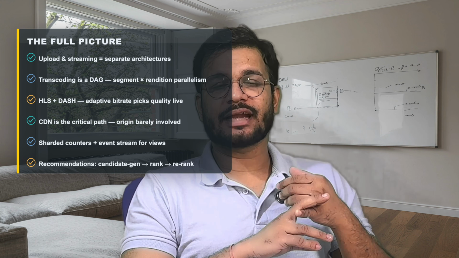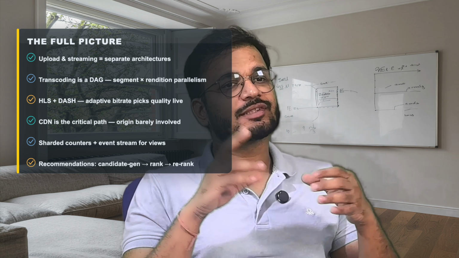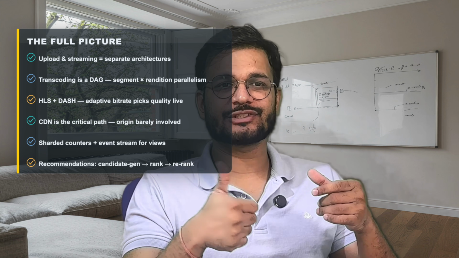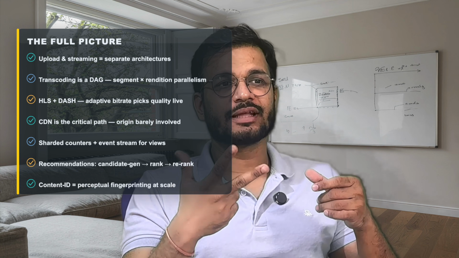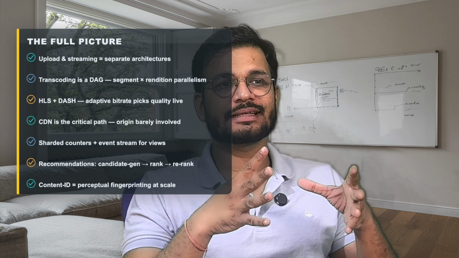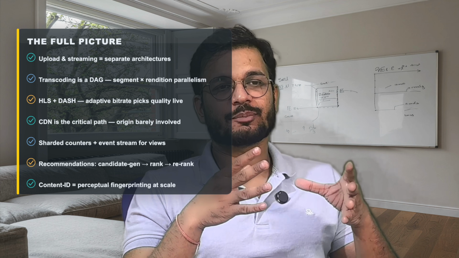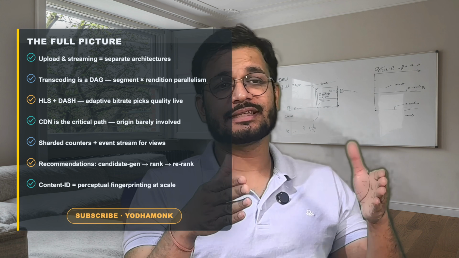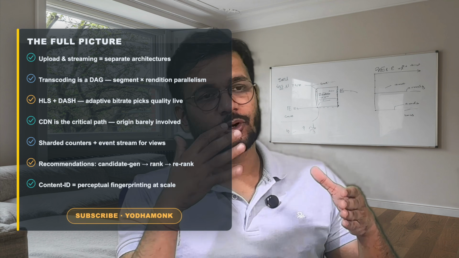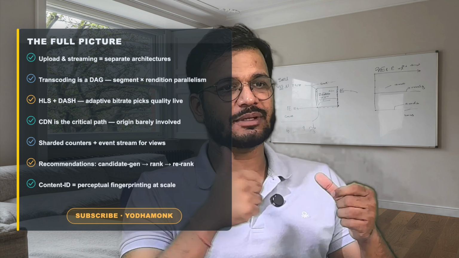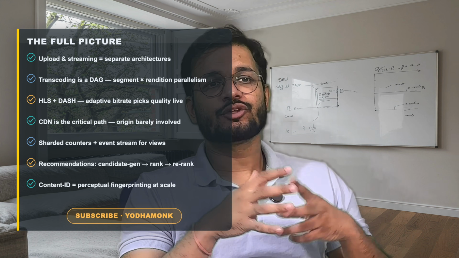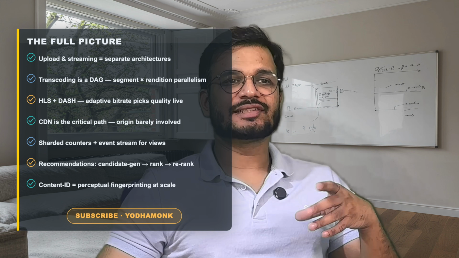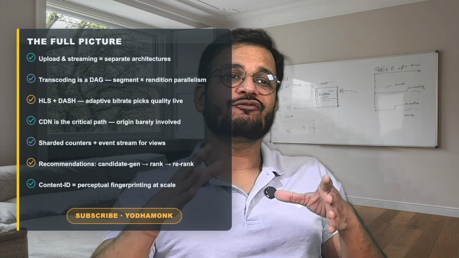Event streaming handles the analytics for us. We discussed the recommendation system, which has a 3-stage pipeline: candidate generation, ranking, and re-ranking. Then we talked about Content ID, which is perceptual fingerprinting at massive scale. We also talked about some of the principal engineering level questions, covering the upload pipeline, streaming, CDN cache hit rate, the recommendation system, and view counting. Now, this is the YouTube system design in full depth.